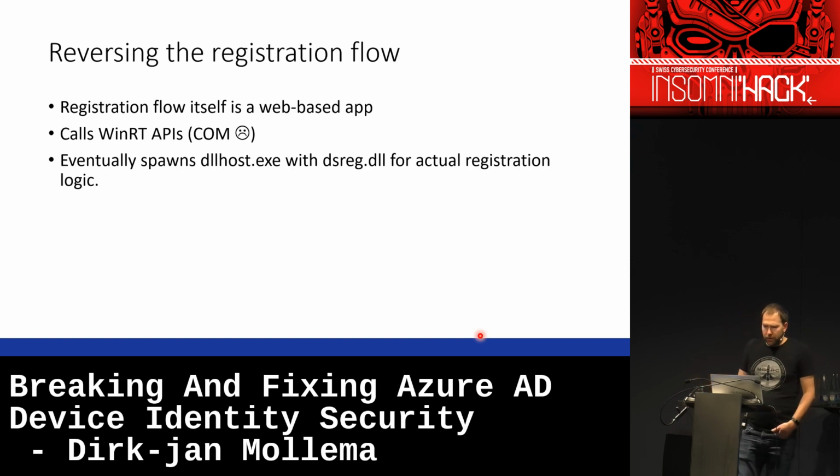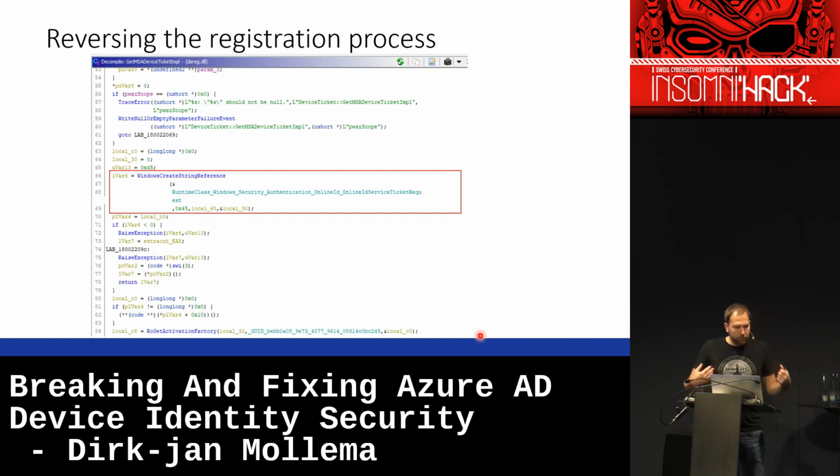So I did some reversing of this, which was quite annoying because the registration flow is a web-based app. It uses the WinRT framework and calls WinRT APIs, which means it's doing some inter-process communication. So it actually spawns a different process to do the registration than the one that runs the app. But eventually there will be a DLL host .exe that it spawns, with the DLL in there that contains the registration logic. Once I found that out, I looked into reversing this.